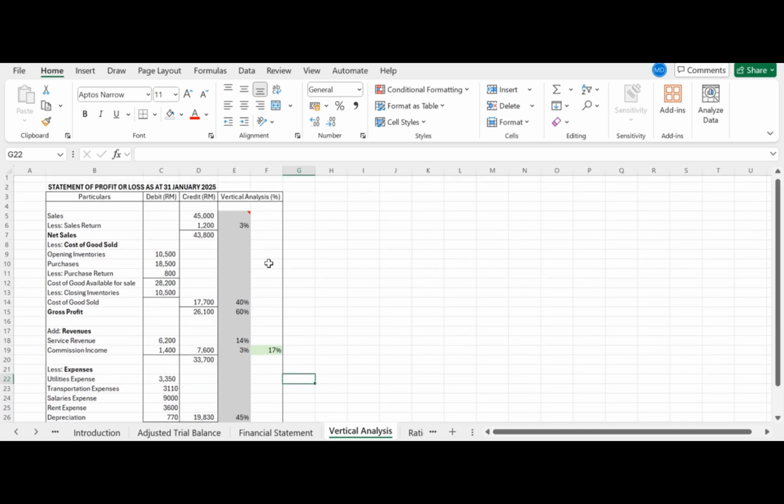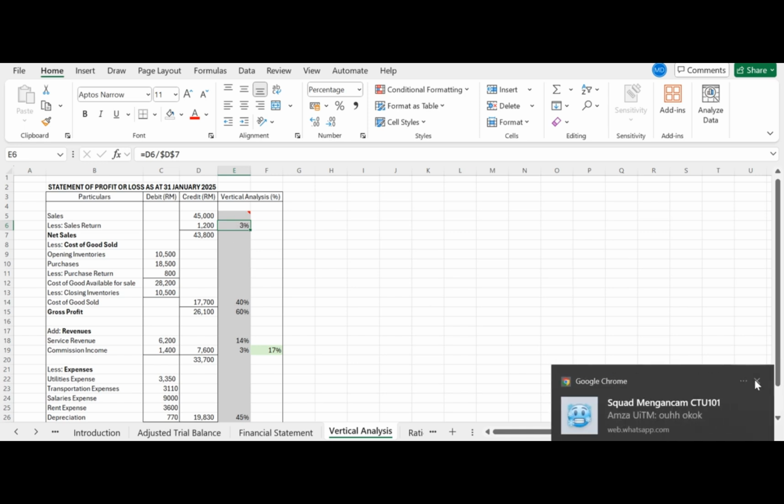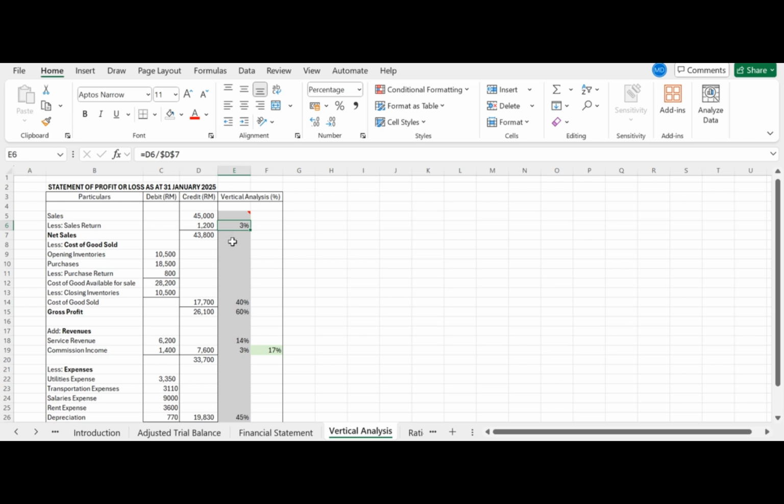So next, we want to do the formula. The formula should be an equal sign, then the cell of the item that we want to compare divided by the cell of the net sales, the base figure. This is one of the examples: the cell of the sales return D6 divided by D7. The D7 must be locked so we can autofill the remaining cells for our vertical analysis. So the formula should be D6 divided by D7.